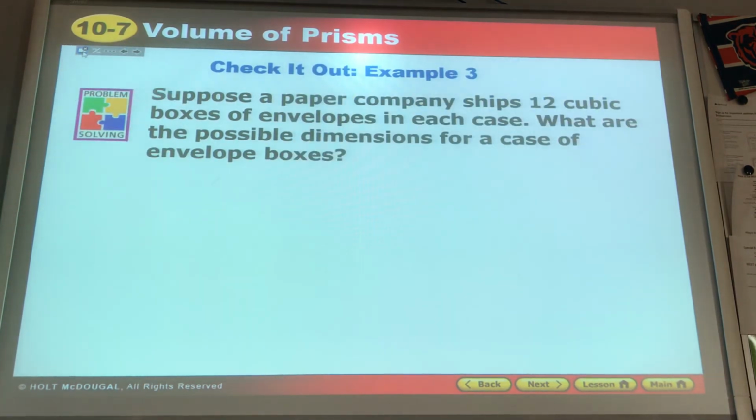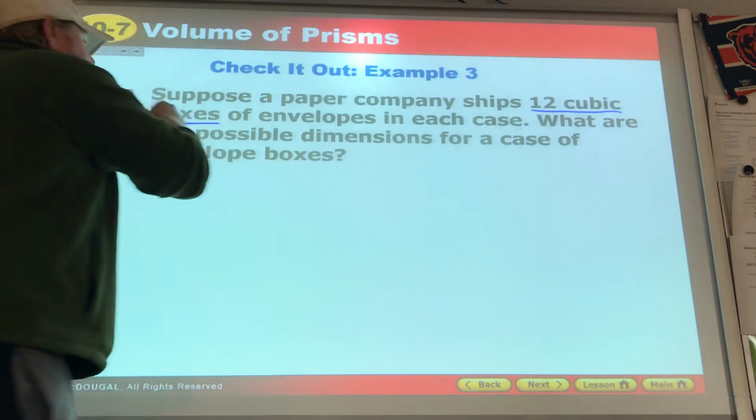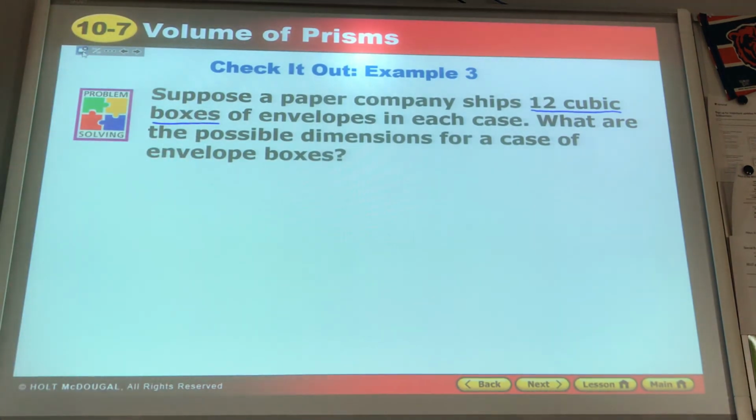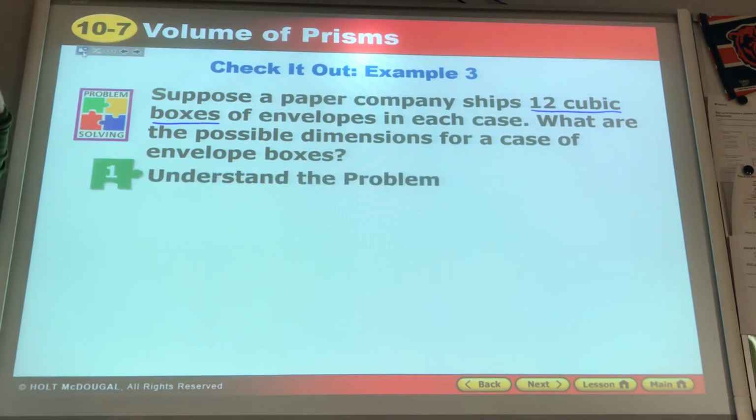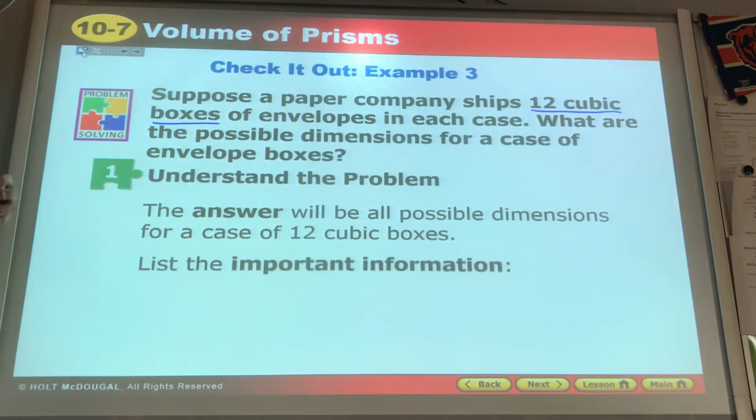Now suppose a paper company ships 12 cubic boxes of envelopes. 12 cubic boxes. All right, each box is a cube. What are the possible dimensions? So they're looking at this. What ways can we shape this? Figure it out. The 12 is the answer, so now we have to think of different ways we can make up rectangular prisms that would be 12 cubes. All right, 12 cubes put together to make a rectangular prism.